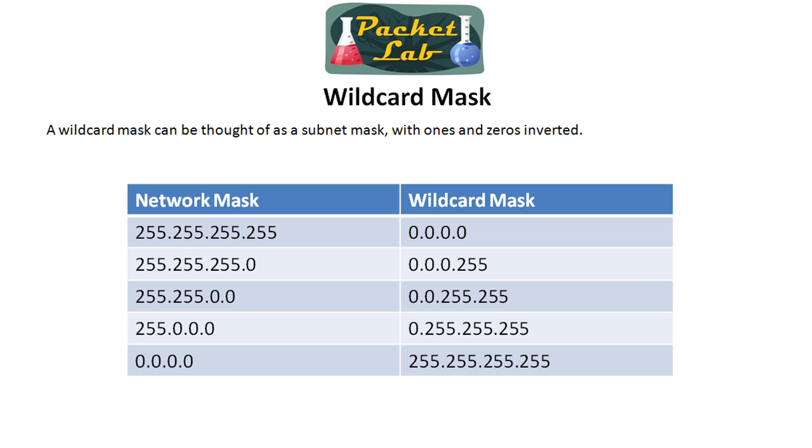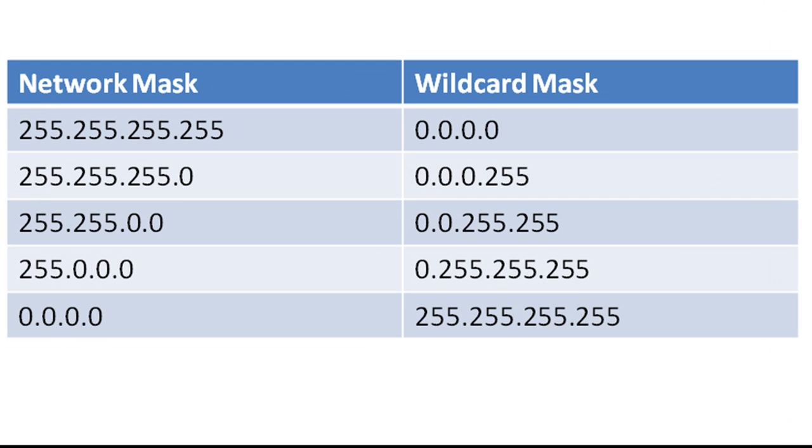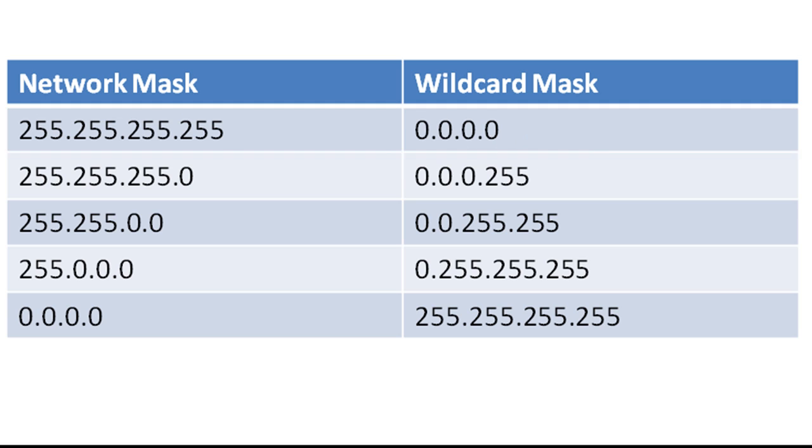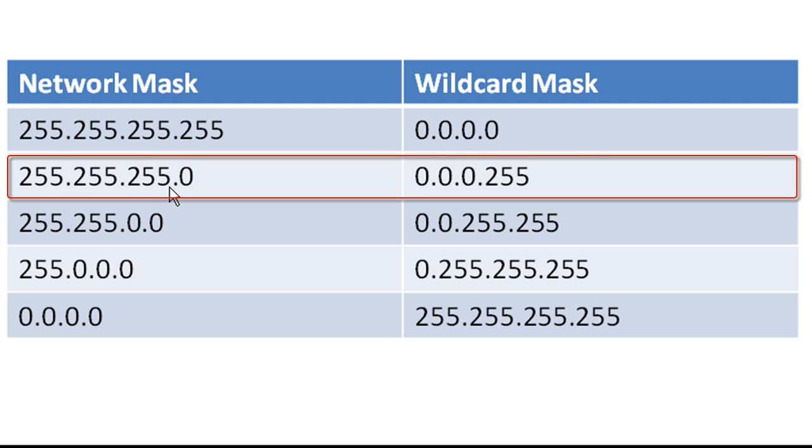So basically, on the simplest level, you can just think of a wildcard mask as a subnet mask where the ones and zeros are inverted. So if you have a network mask of quad 255s, you would change all the ones, because quad 255s is a string of 32 ones. You would change it to a string of 32 zeros, which would end up as quad 0. And if you had a /24, it would end up with 3 zeros followed by the 255. So you can see here that anything that's a 255, you change to a 0. Anything that's a 0, you change to a 255.